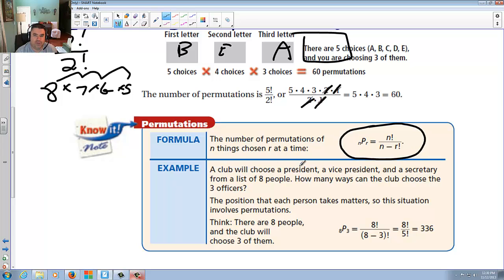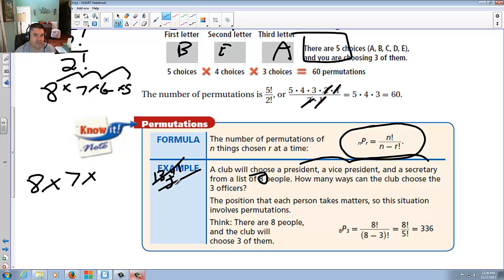Here's what I'm saying. A club will choose a president, a vice president, and a secretary. So you're picking 3 positions out of 8 people. Well, let's say you vote for a president first. So you have 8 different choices. And let's say Bill was voted president. Okay, fine. Well, now Bill's not an option because Bill's already the president. So you have 7 choices left for vice president. So you pick out of 7.